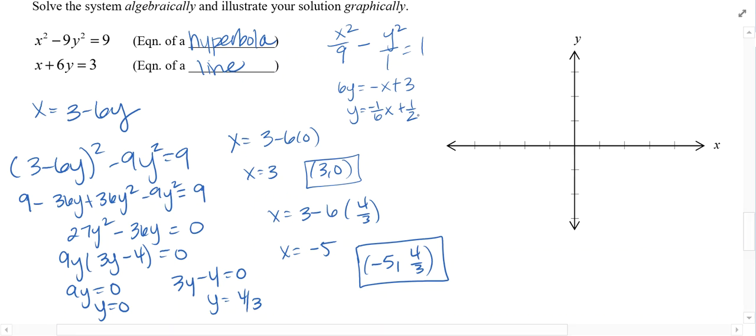So let's start with the hyperbola. It's centered at (0, 0), which is nice for us. In the x direction, we're going 3. In the y direction, we're going 1. So this is going to help me make my box. I'm going to draw the asymptotes.